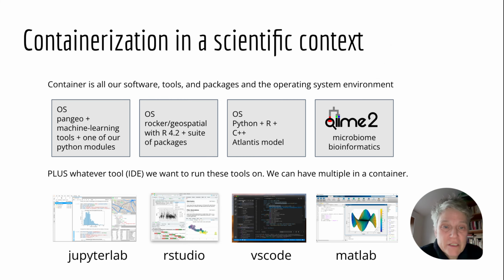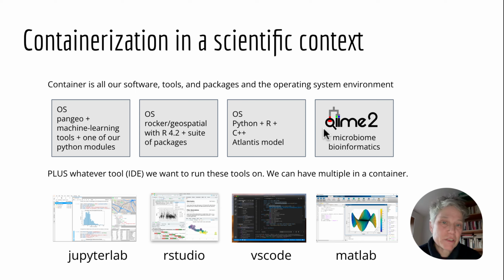In a scientific context, the containers look kind of like this. So for example, let's say I was doing something geospatial in Python. So I might have Pangeo, maybe I'm doing some machine learning, I have some machine learning packages, maybe a whole bunch of modules. In R, if I were doing geospatial, I would have my rocker geospatial image, let's say, and then a bunch of packages. Or maybe I have a whole bunch of languages. Or perhaps I have some type of specialized environment.